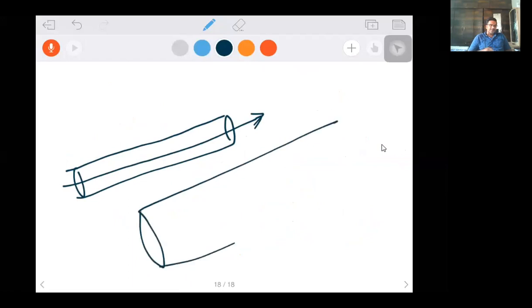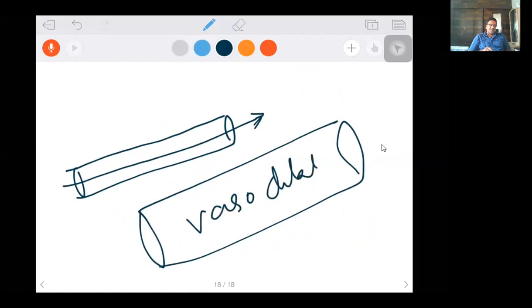Vasodilation occurs. That means the blood vessel diameter is increased, so automatically the blood pressure will be decreased. So that problem is solved. The blood pressure is reduced because of vasodilation.